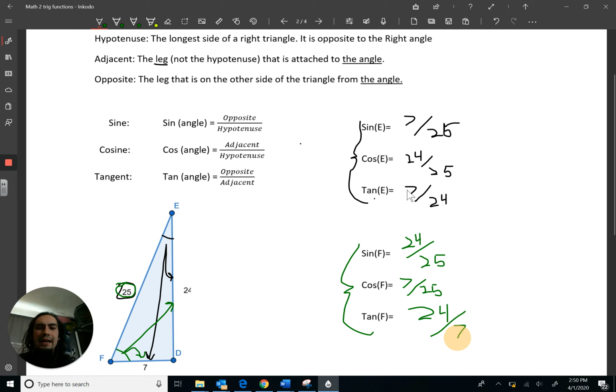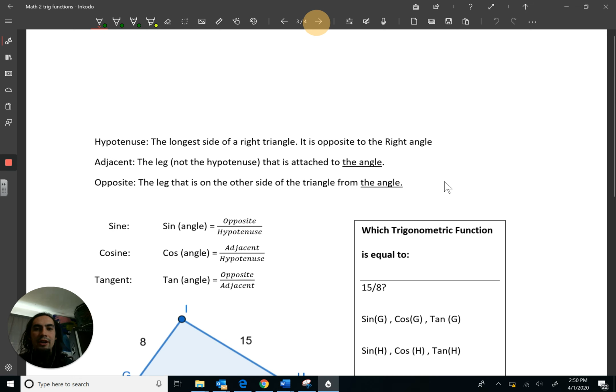Interesting. And the tangents also kind of look similar: 24 and 7, just reciprocated, upside down. We'll talk more about that later. Let's go ahead and do this last example, and that'll close up the video.